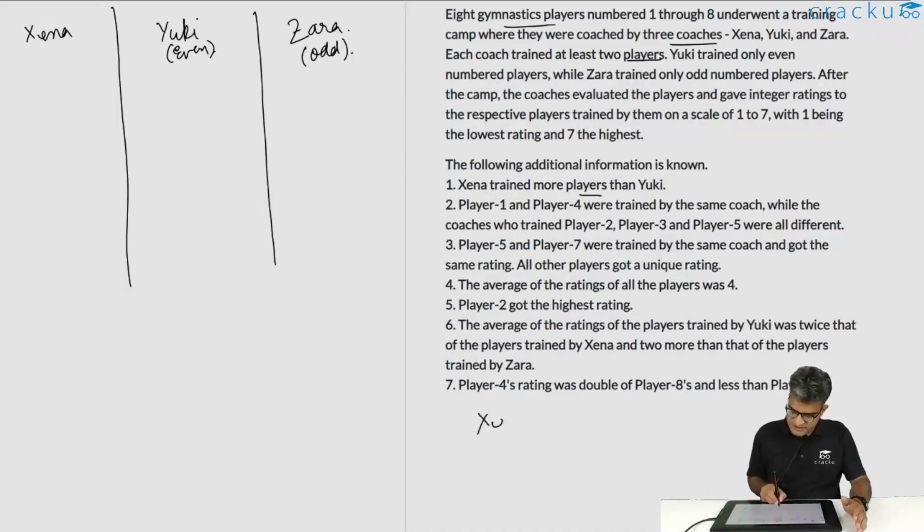So we are told that Zena trained more players than Yuki. What does this mean? The total number of players is 8. Yuki and Zena and Zara, all of them trained at least 2 players. So this would imply that Yuki, for example, cannot train 3 players, because if Yuki trains 3 players, Zena has to train at least 4 players. And if Zara trains 2 players, this total is coming up to 9.